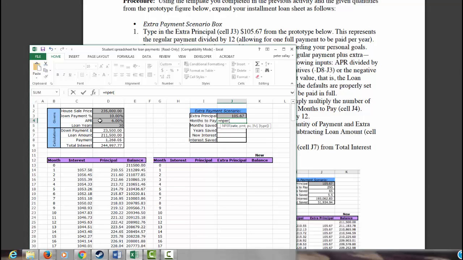Okay, so it's going to ask for a rate, and the rate goes back to our APR divided by 12. Then it's going to ask for the present value of the loan, which is the $211.50, and then it's going to ask for, I'm sorry, I got that wrong. It asks for the payment. Now the payment is the initial payment plus this extra payment, and then the present value is the loan amount.